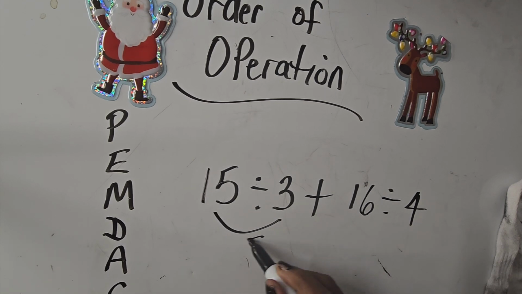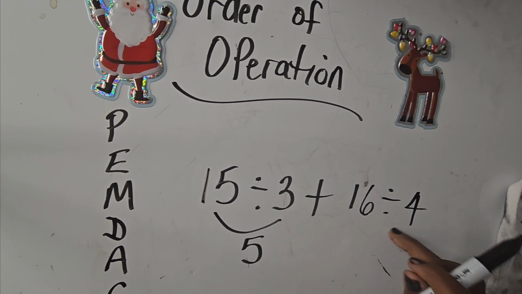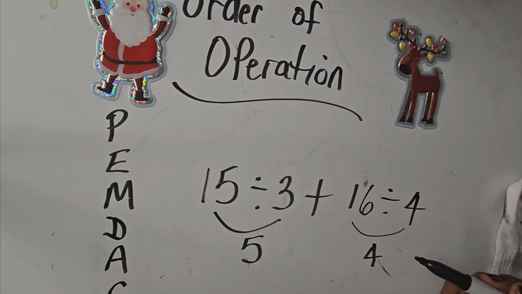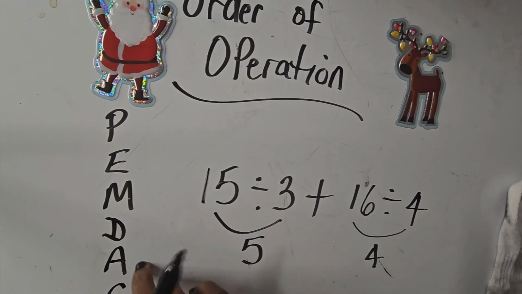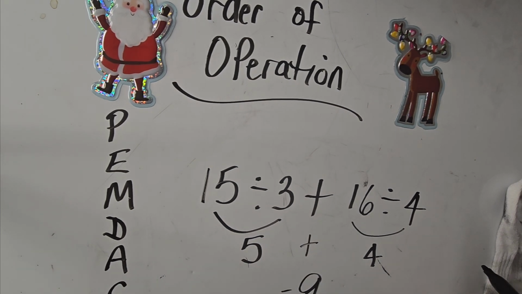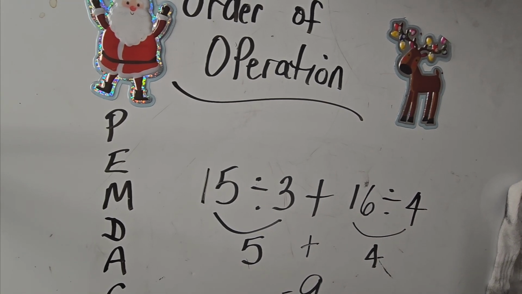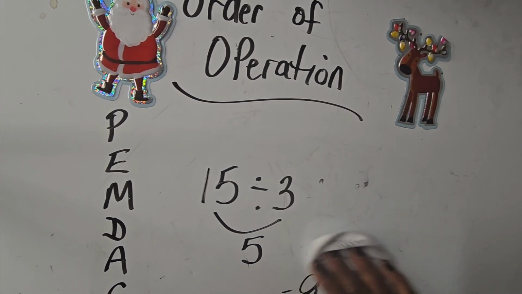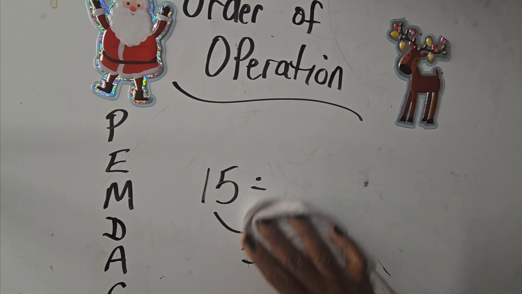15 divided by 3 is 5. I'm going to do this division also. 16 divided by 4 is 4. That one was pretty easy. And then add comes after division. 4 plus 5 equals 9. So again, you get a nice expression. It's big, it's long. Could be anything. Use your PEMDAS. Certainly will get you to the right answer.